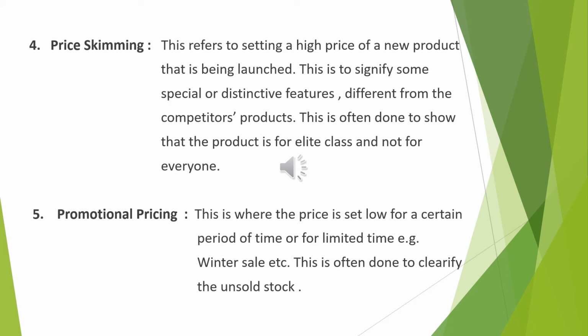And it is often done to show that the product is for the elite class. It may be the case that most of you may not be able to afford it, and that the product is not for everyone. Only a few in the market will be able to afford it. Price skimming is a strategy where a higher price is set, so definitely not all will be able to afford it. If we talk about the product life cycle of a product whose price is set through price skimming, the life cycle will be finished quite quickly, sooner than the others, and the product will be pulled off the market because there is not a huge market for that product.